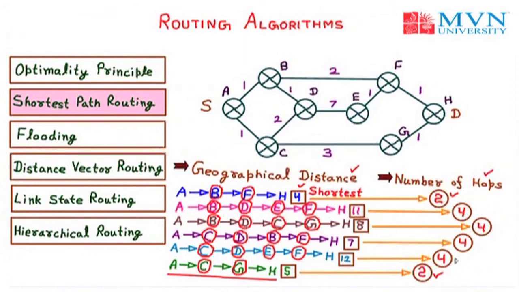So that is all about shortest path routing based upon the 2 techniques, geographical distance and the number of hops.